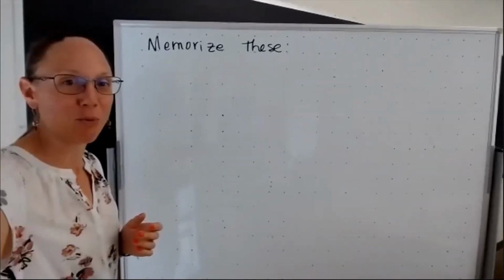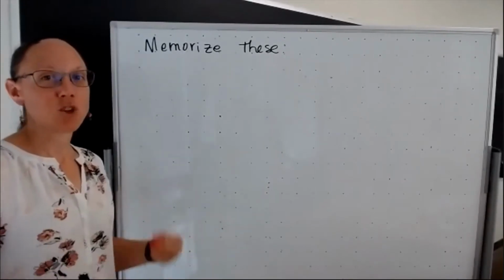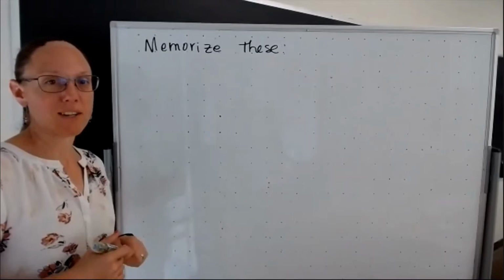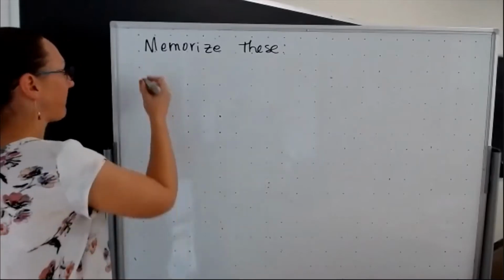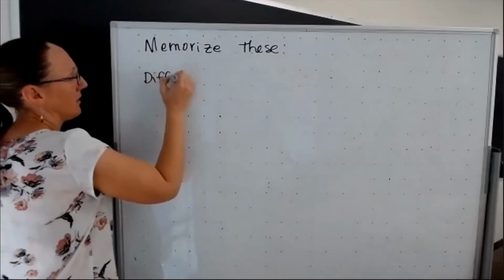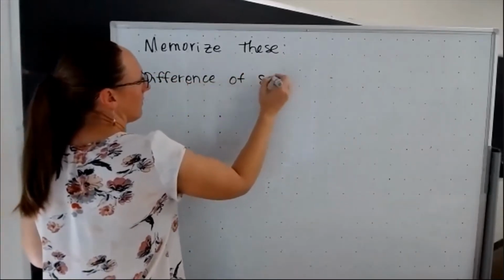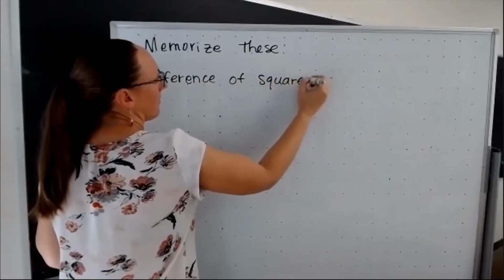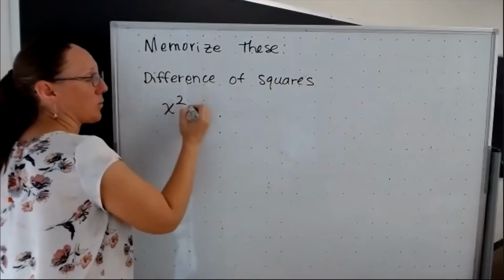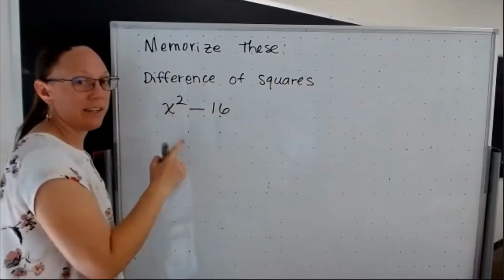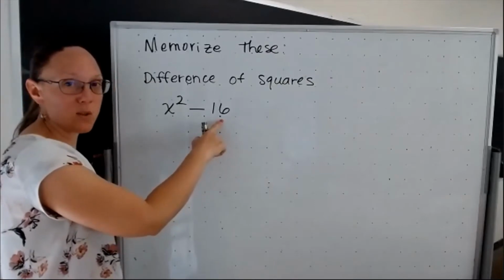There are a number of special factoring rules that show up so often in calculus that it's really important that we have them memorized. So the first one we'll talk about is the difference of squares. An example of this would be something like x squared minus 16. This is a perfect square, and 16 is also a perfect square.